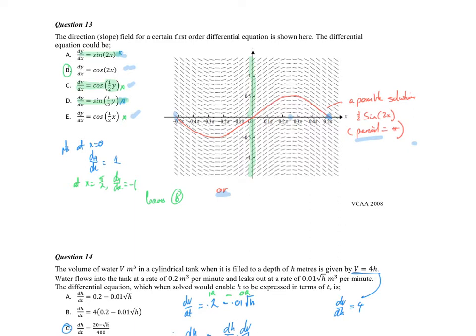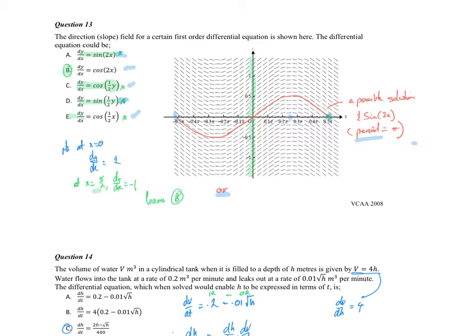All right? So it's either cos 2x or cos a half x. So again, we could pick a point. And you can see here I sort of picked x equal to pi on 2, which is sort of down here somewhere. At x equal to pi on 2, the gradient is negative. So if I put x equal to pi on 2 into B, I get cos of pi, which is negative 1, which seems reasonable. If I put it into E, I get cos of pi on 4, which is positive 1 on root 2, which is going the other way. So it can't be E for that reason, which is why B is a good response.